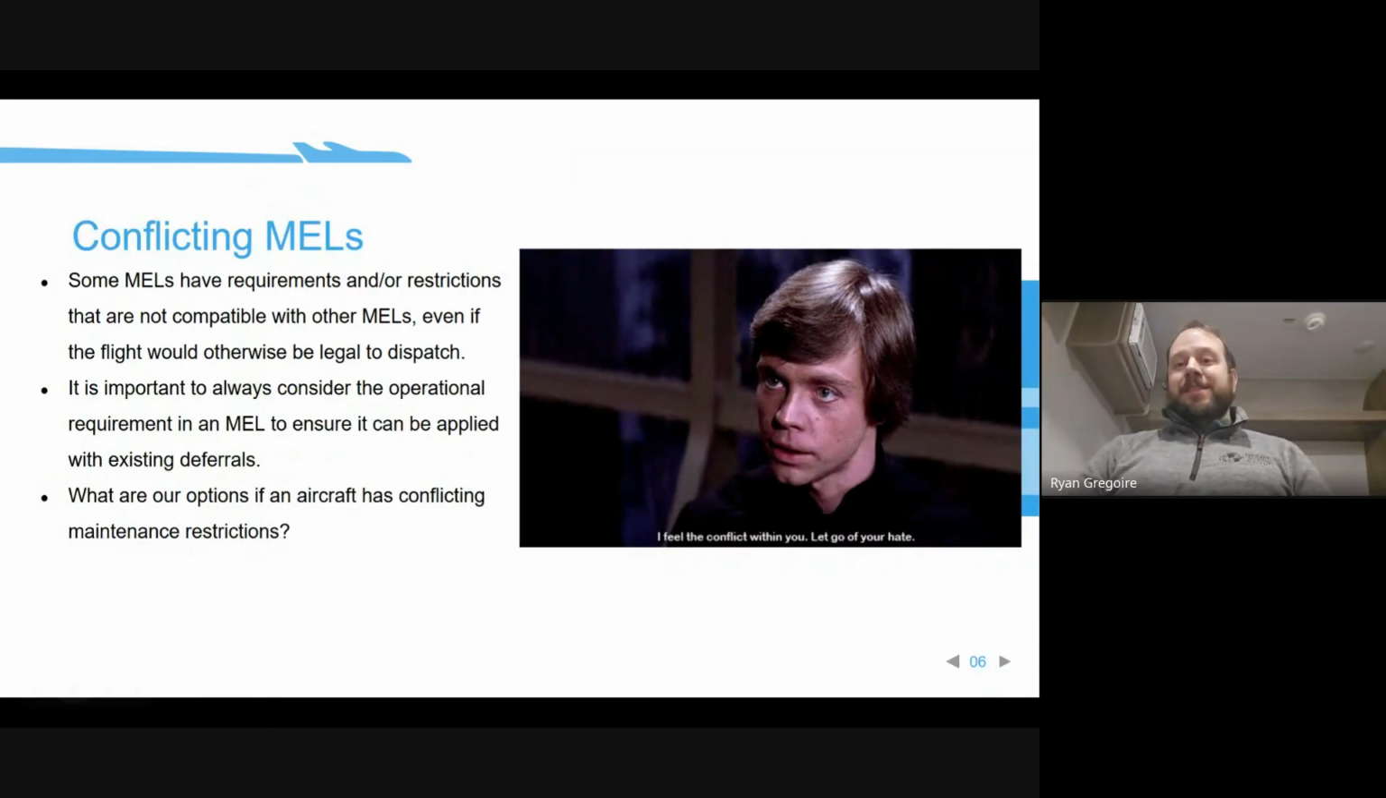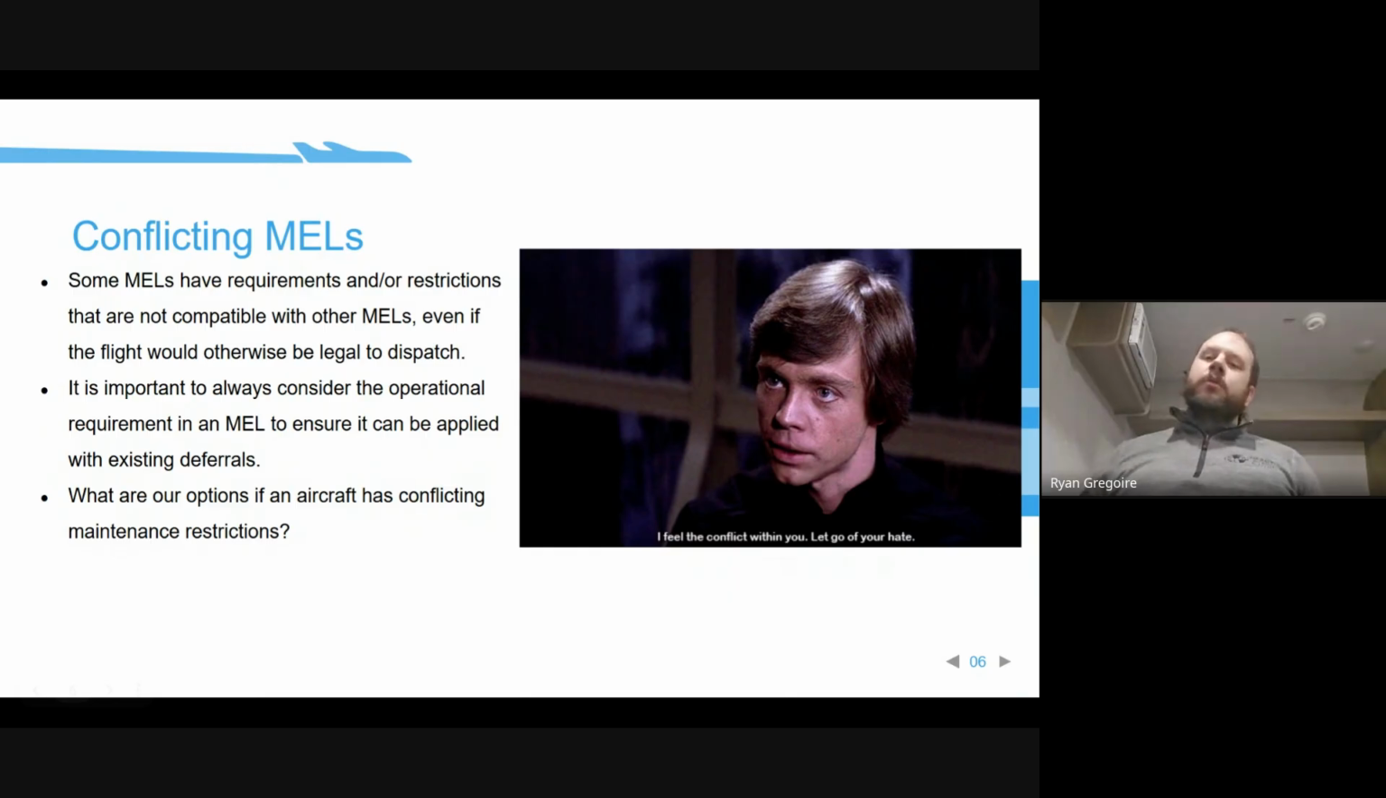So when we have different systems that are related, a lot of times MELs on those systems can't be simultaneously applied. When we have two systems on the aircraft that are not functioning, but the maintenance procedures say that one system has to be working for the other system to be broken, we can't have both those MELs and legally dispatch the aircraft. If that were the case, we would have conflicting MELs.